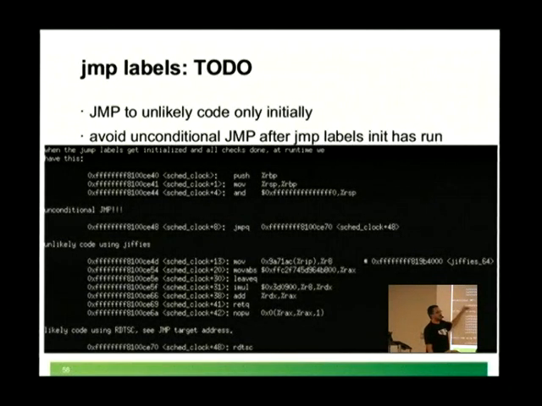So this is the normal case. This is the likely case. Whenever you do sched_clock, you come here, and then you jump to here. But what you want to do is have the NOPs here. You want to have the RDTSC here, which is the likely branch, and then you want to call the functions later.